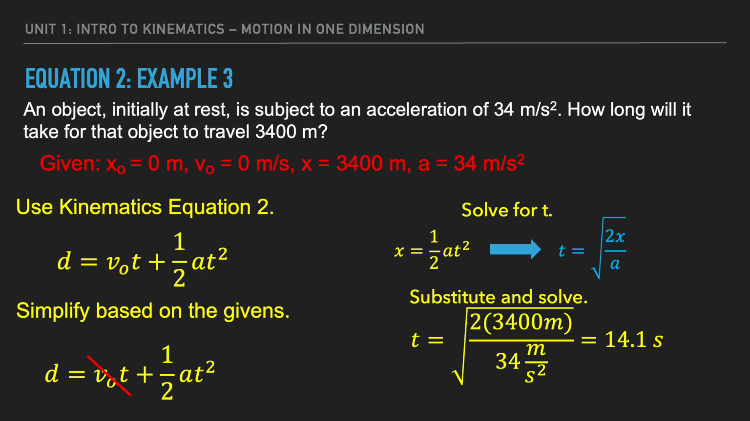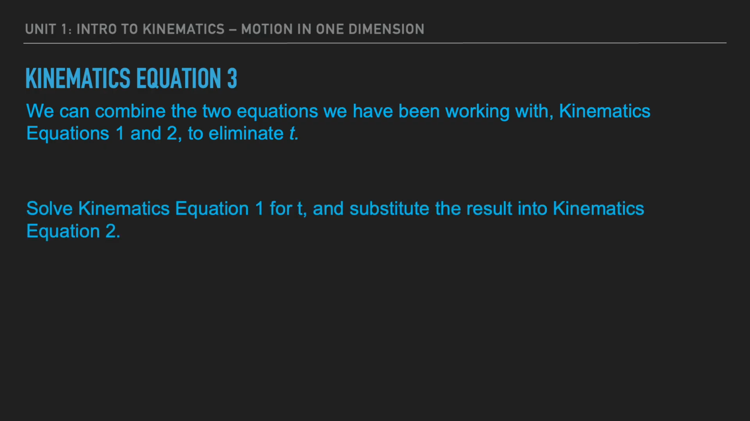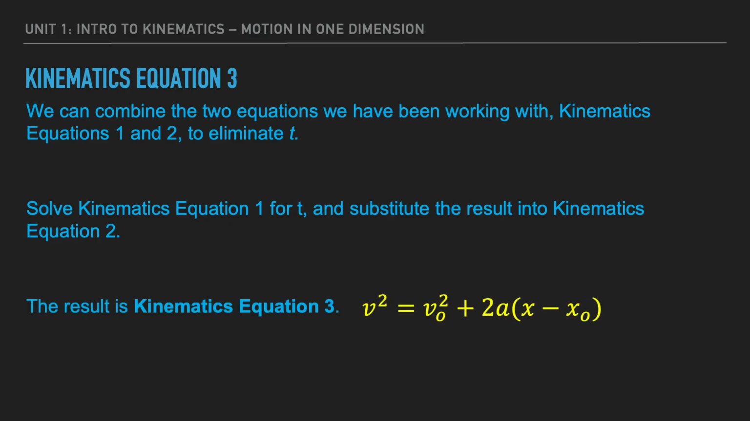So that's using equation 2, d equals v naught t plus 1/2 at squared. And then we have a third equation that we use. And so here it is. I'm not going to do all of the algebra to figure it out. But what we do is we basically plug 1 and 2 into each other for t, and the result is kinematics equation number 3.